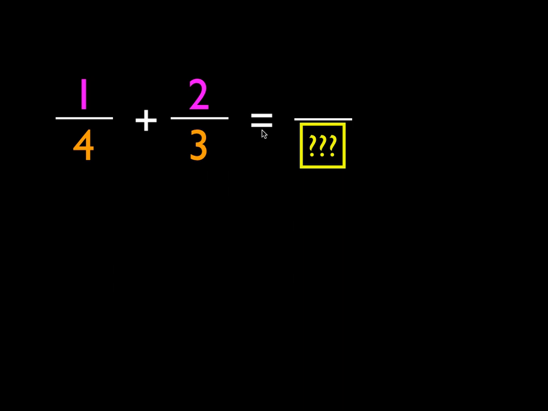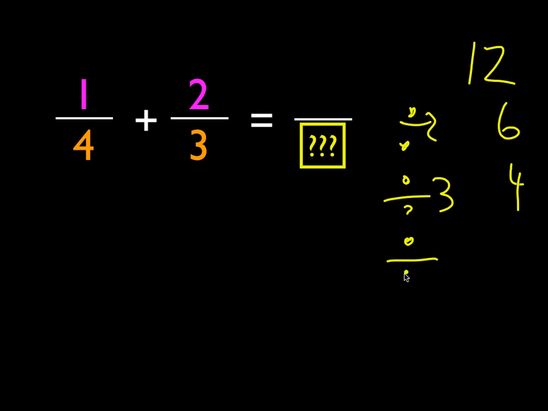So here's another one. 1/4 plus 2/3. So here we go. We're going to multiply the two numbers together. 12. That's our common denominator. Then we're going to divide that by 2, and we'll get 6. Then we're going to divide it by 3. We're going to get 4. Then we're going to divide it by 4, and get 3.